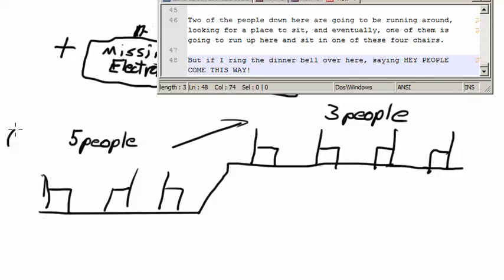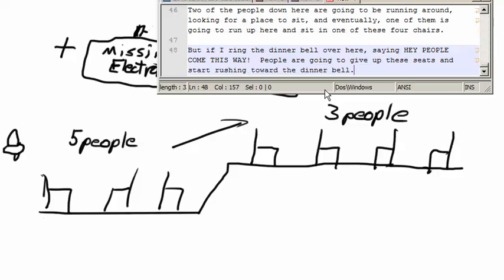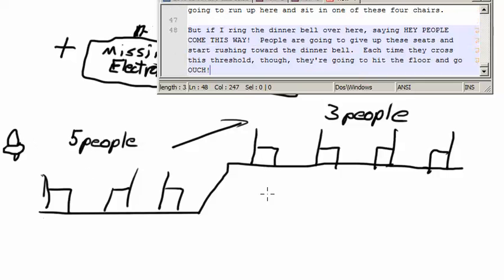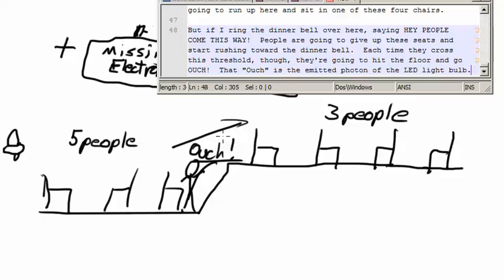But if I ring the dinner bell over here, I can't draw a bell, but ding ding ding, saying, "Hey people, come this way," people are going to give up the seats over here and start rushing towards the dinner bell. Each time they cross this threshold, they're going to jump over and hit the floor and go, "Ouch!" And that ouch is the emitted photon of the LED light bulb.